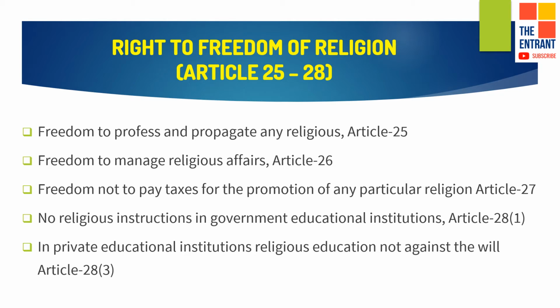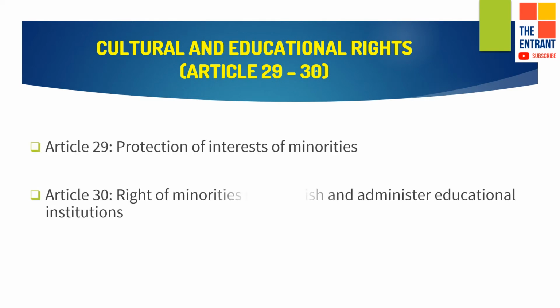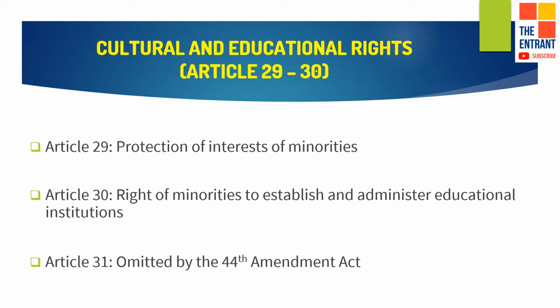Article number 27, freedom to pay taxes. Article number 28, freedom to attend religious instructions. The fifth fundamental right is cultural and educational rights, which runs from Article number 29 to Article number 30. Article number 29, protection of language and culture of minorities. Article number 30, right of minorities to establish educational institution for the purpose.